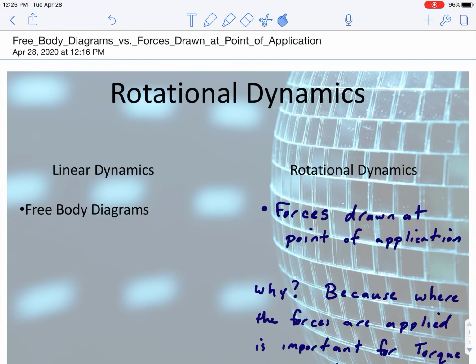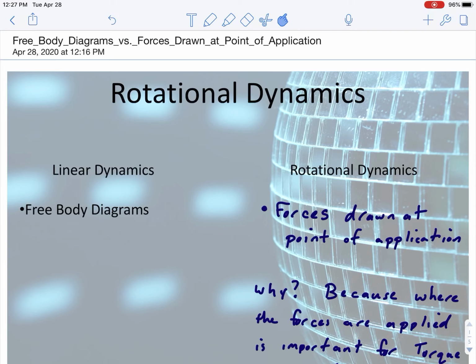When we did linear dynamics, one of the important physics diagrams that we did was called a free body diagram. This particular diagram drew all the forces acting on one object from the center of mass of the object. When we do rotational dynamics, however, it is sometimes more useful to draw forces at the point of application instead of a free body diagram.